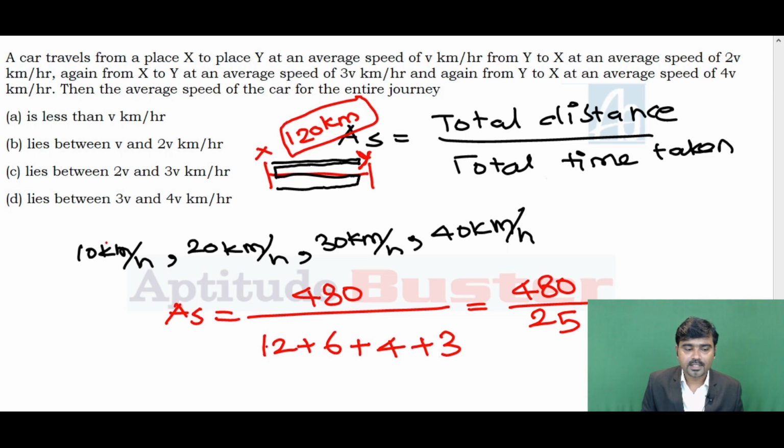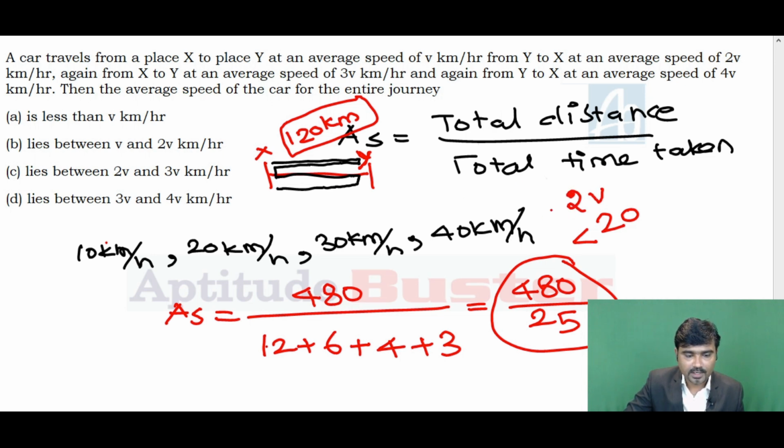Now it's very easy. This value should be less than 20. The reason is if it is 500, that's exactly 20, right? Now it's 480 only. 480 divided by 25, it should be less than 20. Less than 20 means this value should be less than 2V. Look at the answer choices, which gives less than 2V, lies between V and 2V. So the answer for this question is answer choice B.